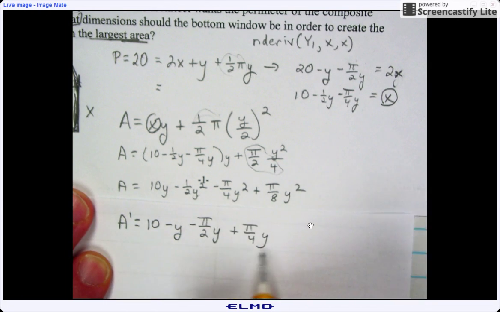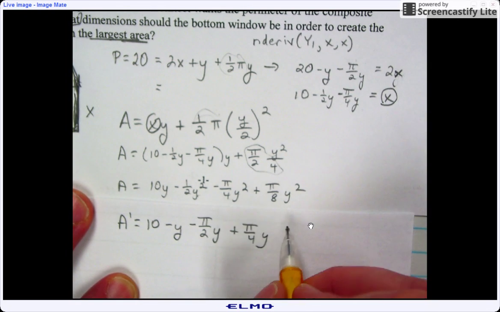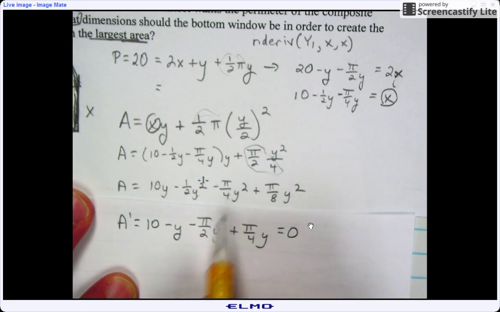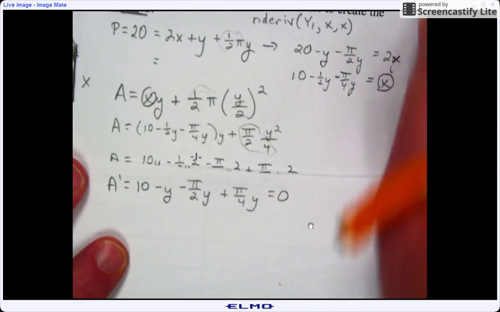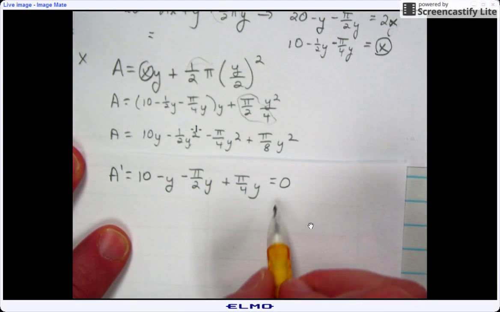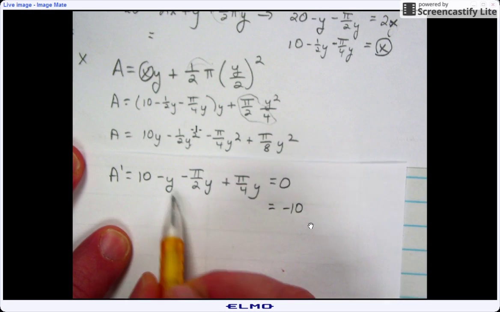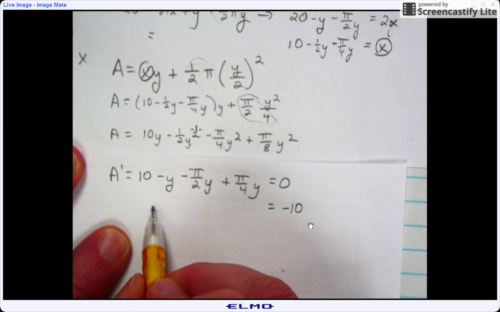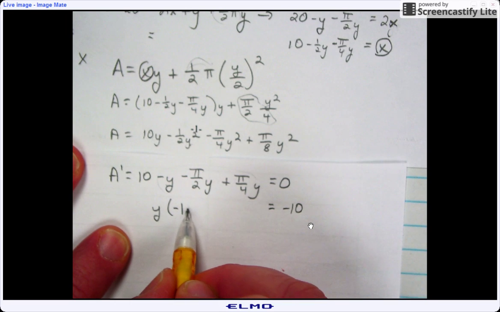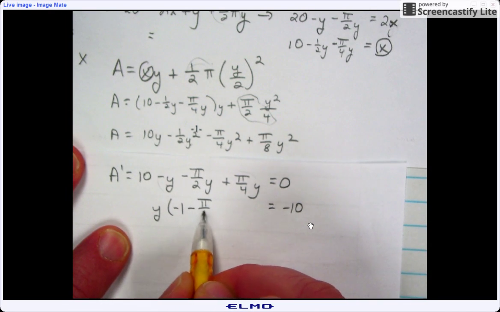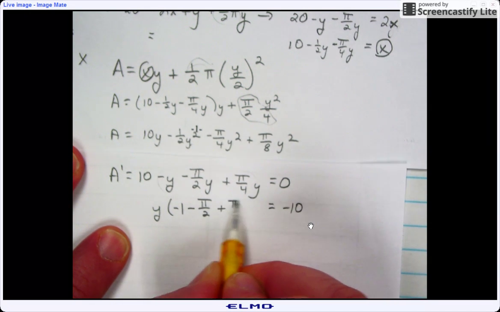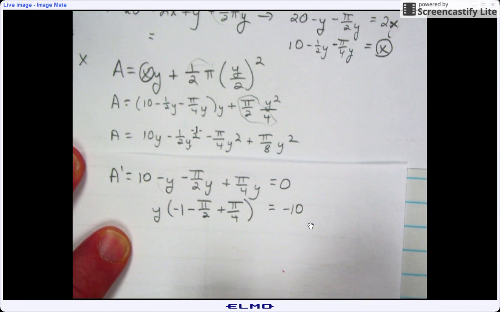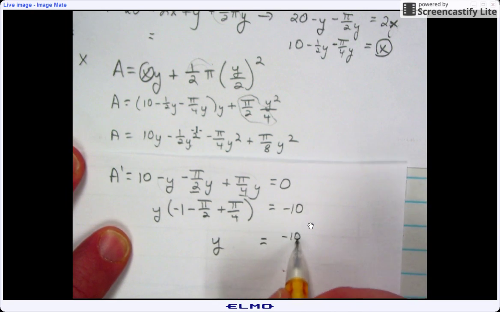So really, this is not a super complicated equation. We'll solve it by hand, then I can also show you how to use your calculator. If you're careful with your numbers all the way through, it's not bad. So take the 10 over, and then if you factor out a y out of the other terms, you're left with negative 1 minus pi over 2 plus pi over 4. Just taking out each of the coefficients. So y equals negative 10 over negative 1 minus pi over 2 plus pi over 4.